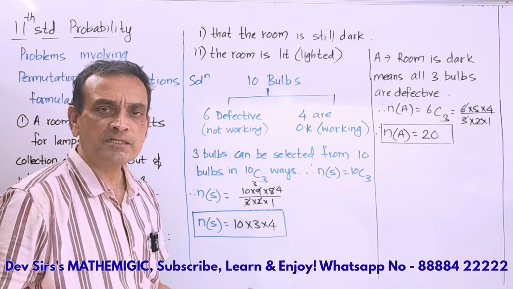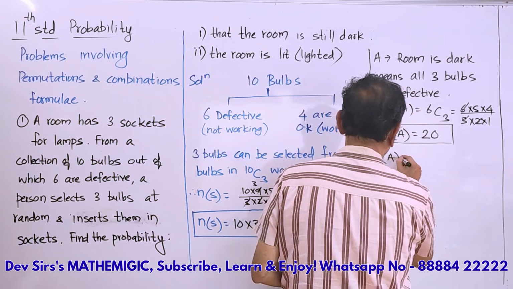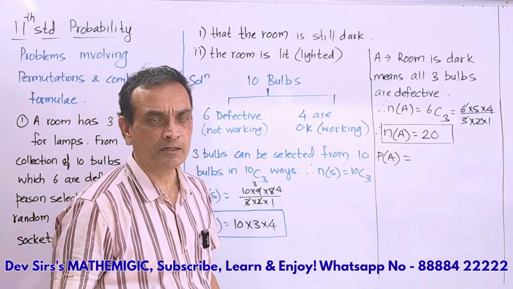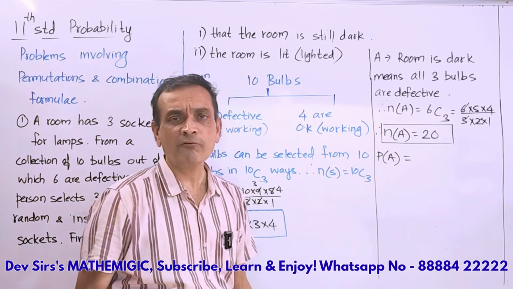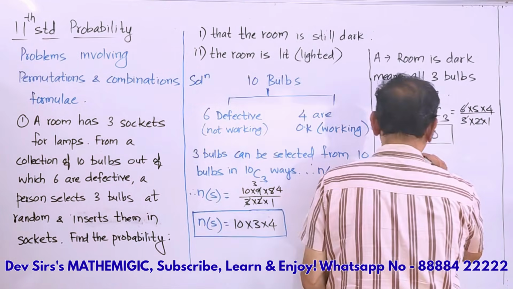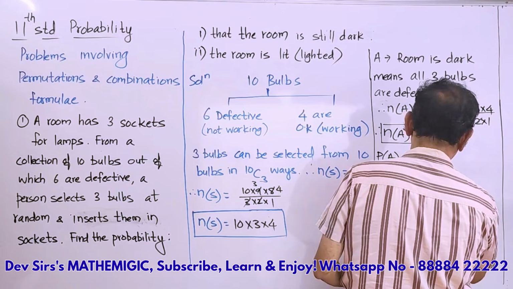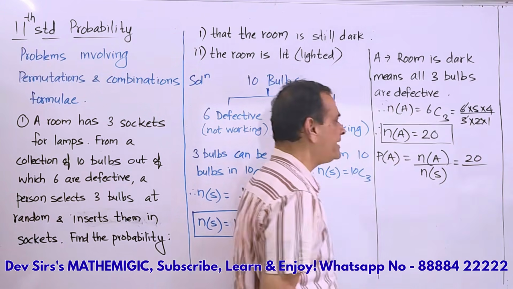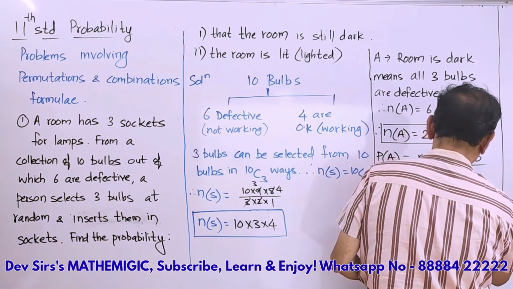Now probability, 10th standard definition, probability of event A means room is still dark, means getting all 3 defective. What is the formula for probability? nA upon nS. nA is 20, nS is 10 into 3 into 4.